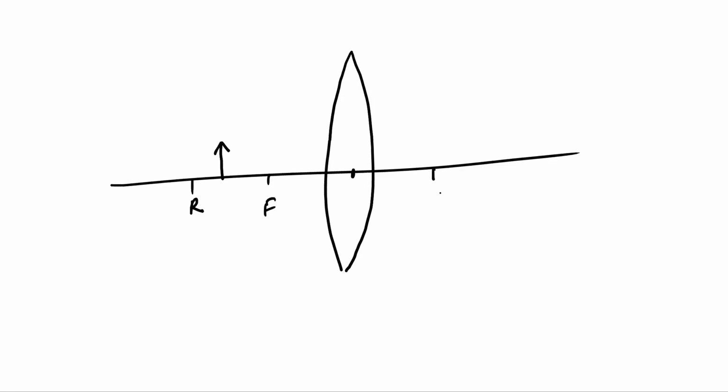This is F1, and this is F2 and R2, and this is F1 and R1. So you know very well that if the object is placed in front of a convex lens between R and F, the image is formed enlarged. This is a magnified image and it will be formed beyond R.